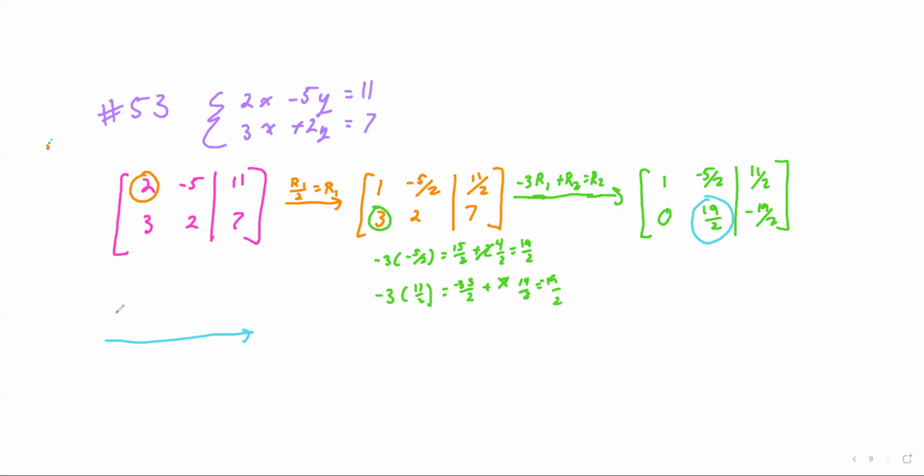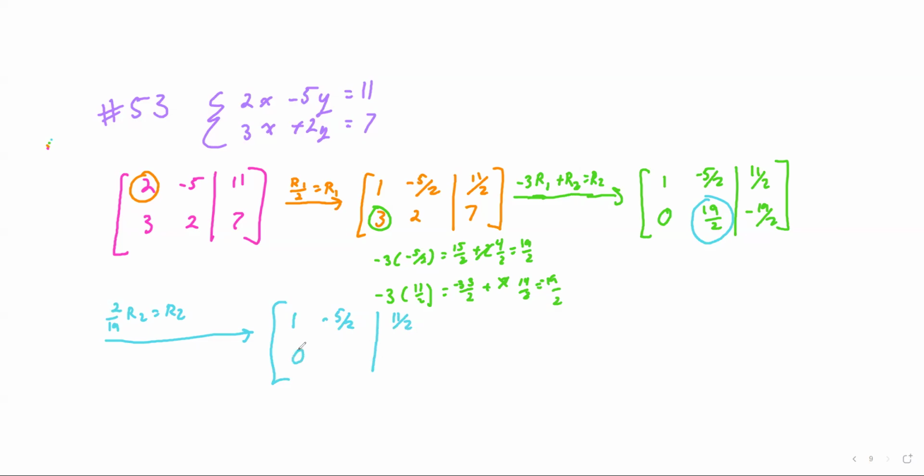All right, so when dealing with a fraction, instead of dividing by 19 halves, I could just multiply by its reciprocal. So that's what I'm going to do to get my new row 2. But I'm going to take row 2, and I'm just going to multiply it by 2/19. So this gives me 1, -5 halves, 11 halves.